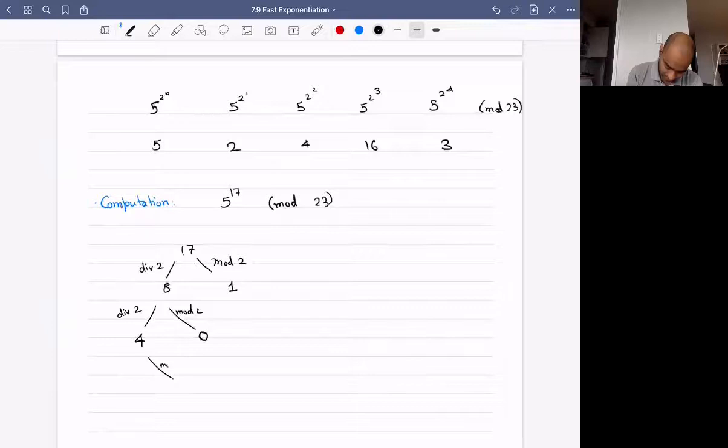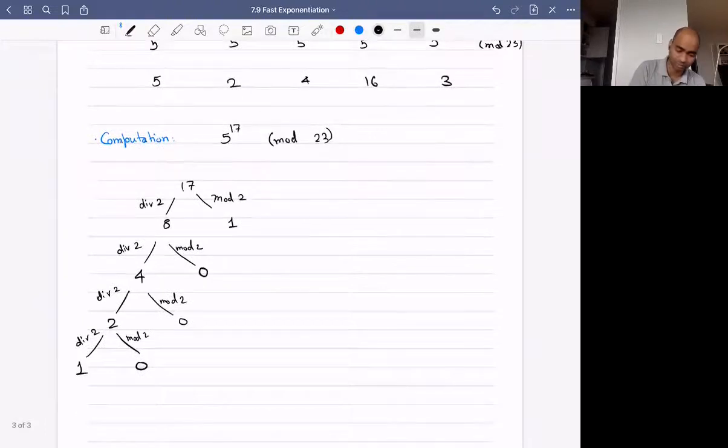Then I'll do this again. I'll get 0 and 2. And then I'll do this again, and I'll get 1 and 0. Okay, and once I reach 1 and 0, I stop. So that is my binary representation of 17. So 17 in base 10 is 1 0 0 0 1 in binary.